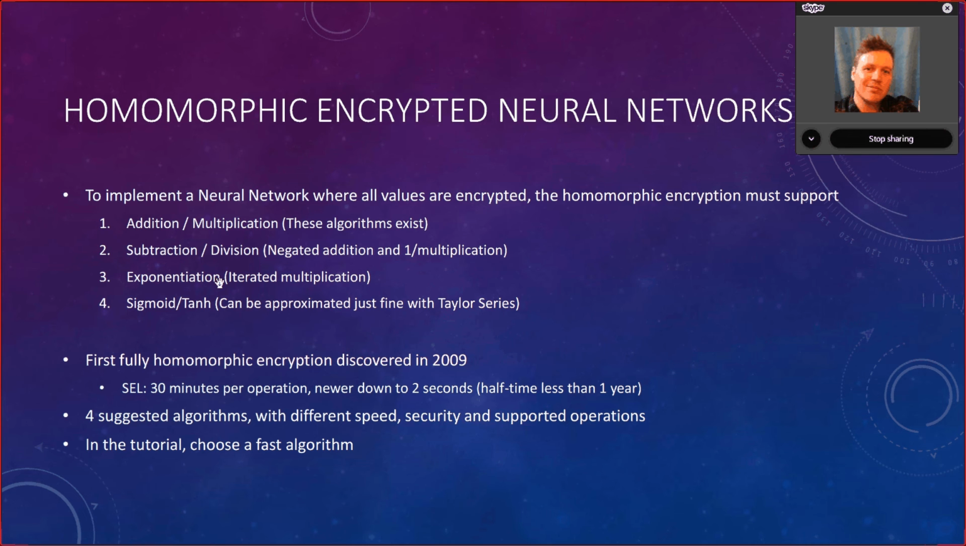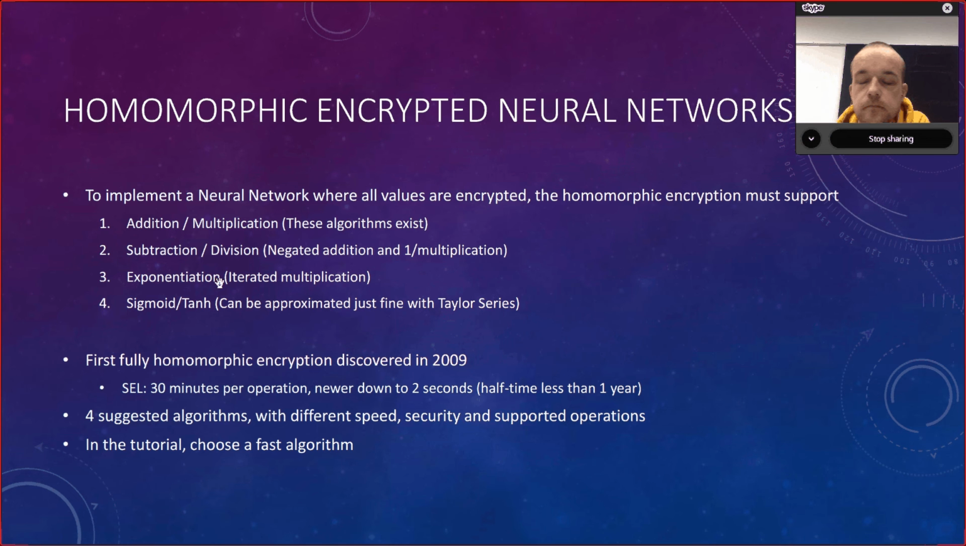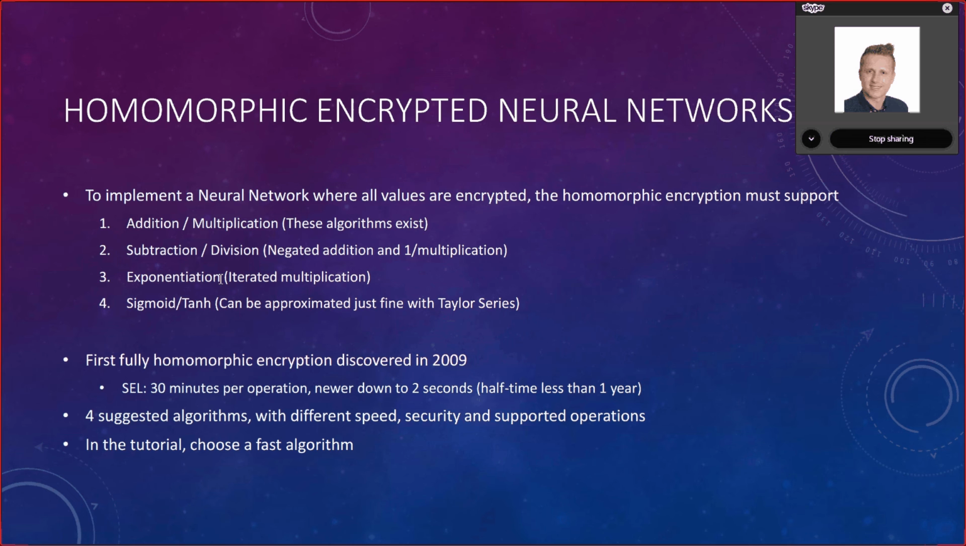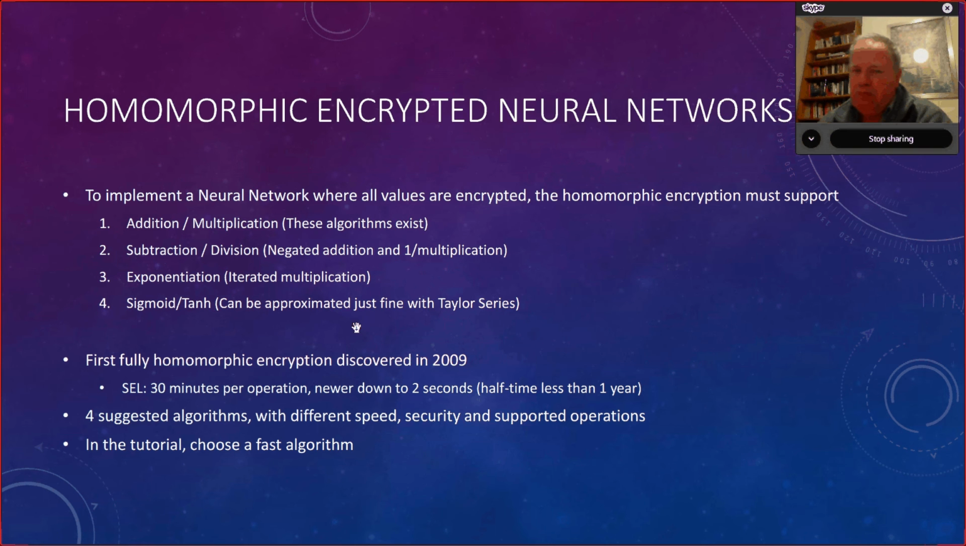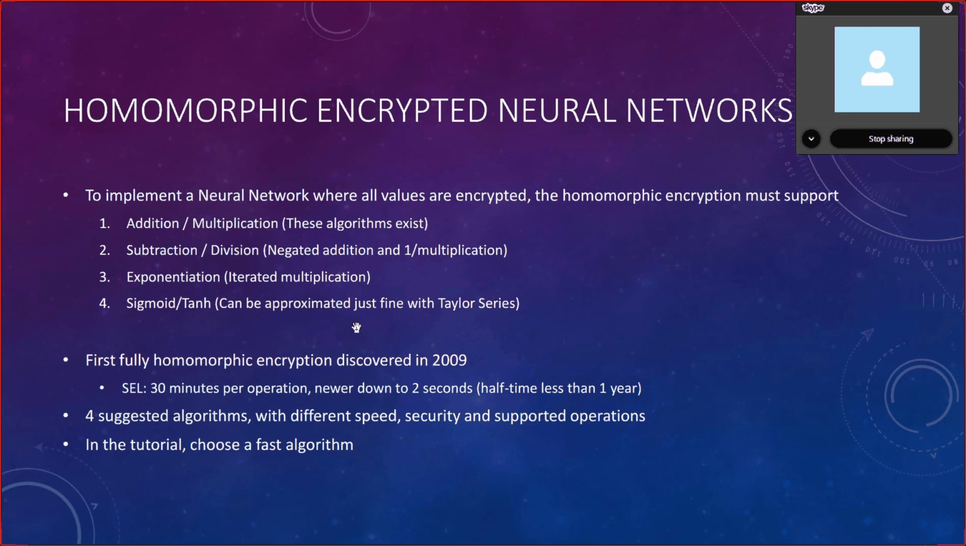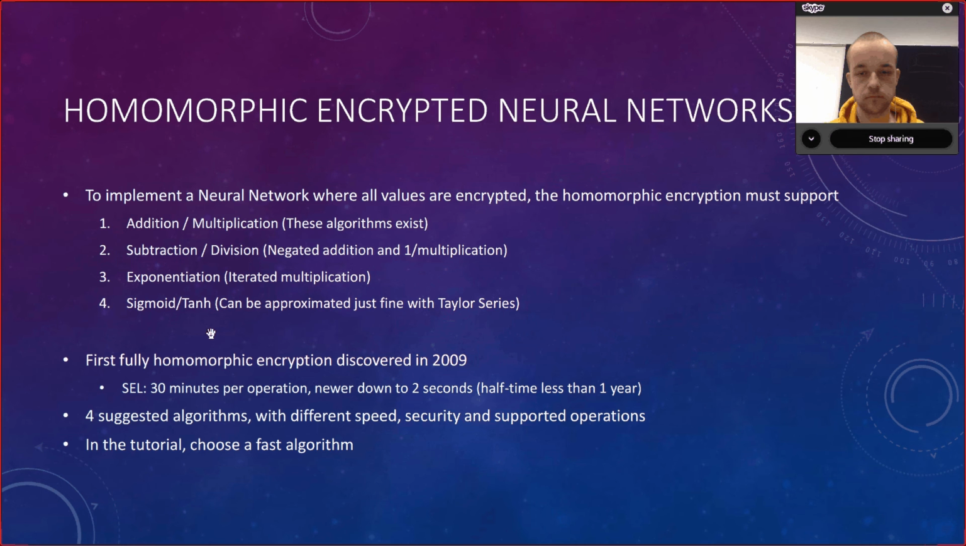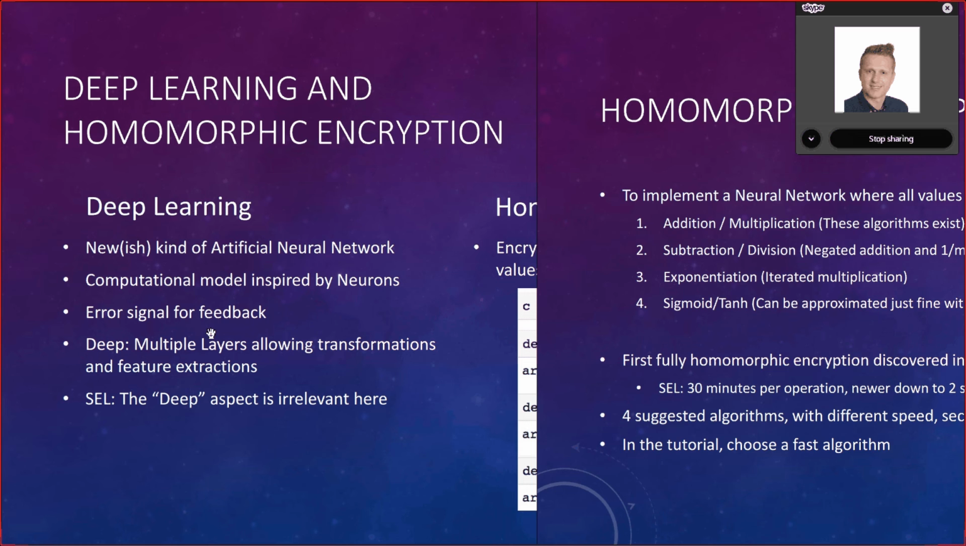You will need some other mathematical functions in order to make a neural network. You will need inverse tangents and the sigmoid logistic functions. Fortunately, even if homomorphic encryption doesn't support these, it doesn't matter very much, because they can be approximated using something called Taylor series. I won't go into that, but you can use addition, multiplication, and exponentiation to actually approximate almost all functions.